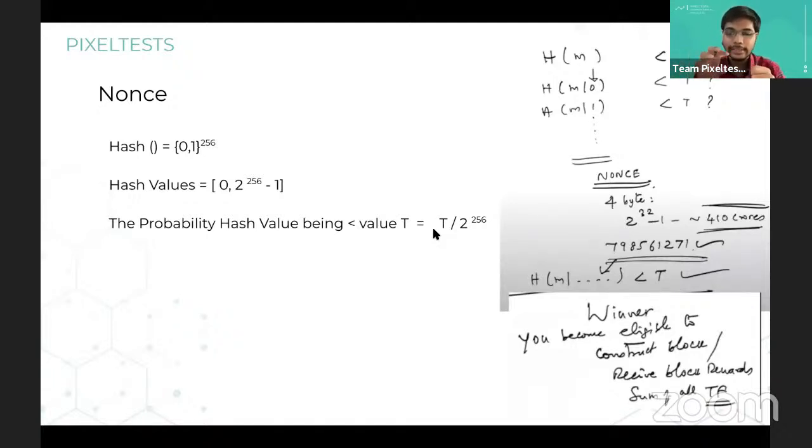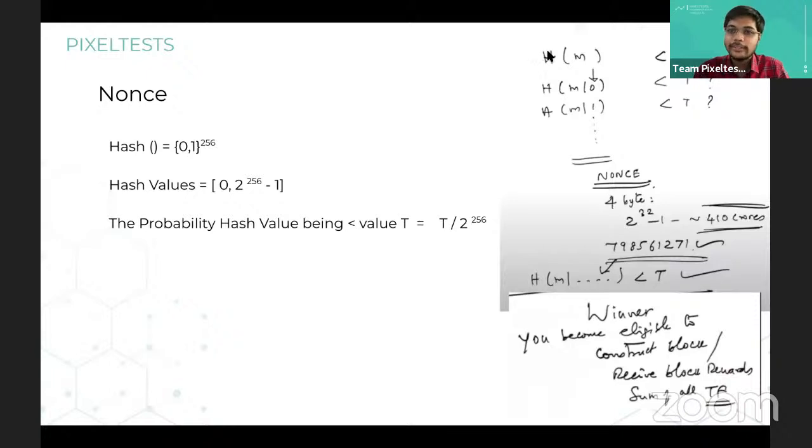We are not going to set it or give it a value right now, because that is where we are going to set the difficulty. The probability could be lesser or higher based upon the value of t, right? So you're not going to set that now. Now, to understand what this value, the nonce, is. Thank you, Ravindra.